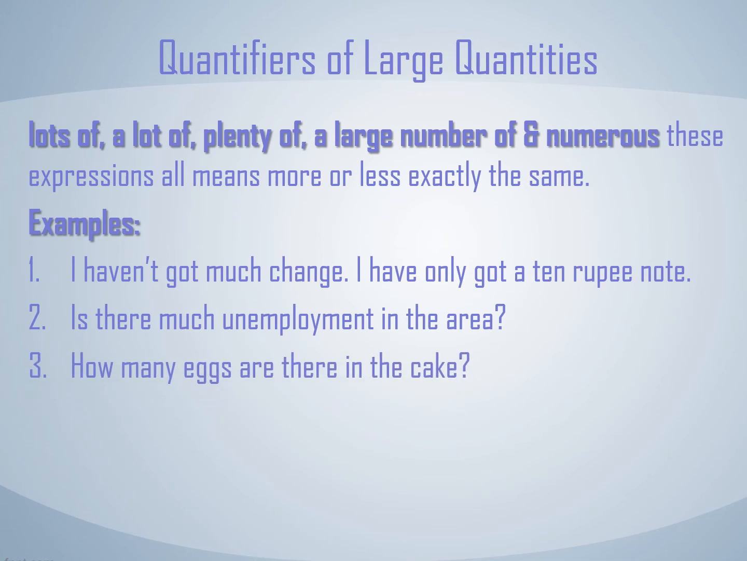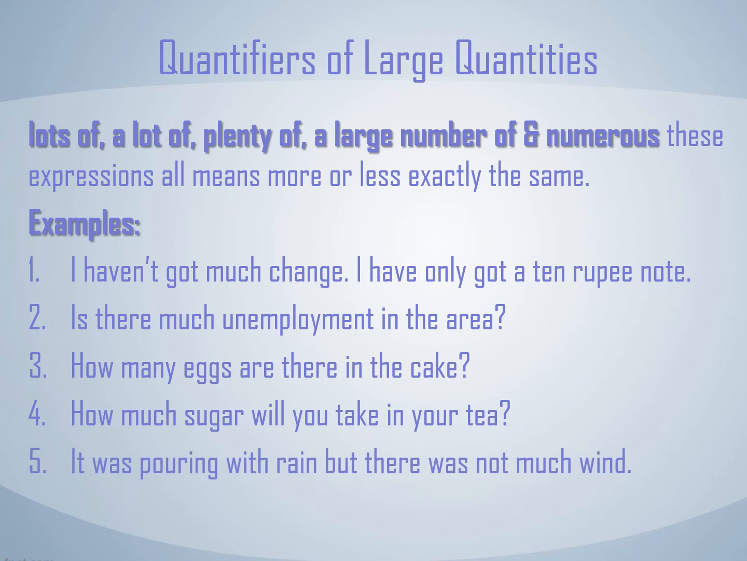Next, how many eggs are there in the cake? Now, eggs are a count noun. That's why I have used many here. And how much sugar will you take in your tea? Sugar is non-count. That's why I have used much here, not how many sugar, right? It was pouring with rain, but there was not much wind. Wind is non-count. That's why I have used much here.